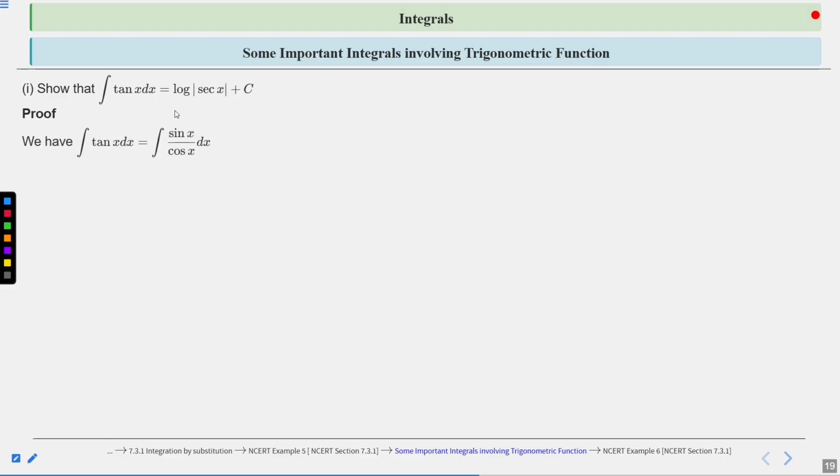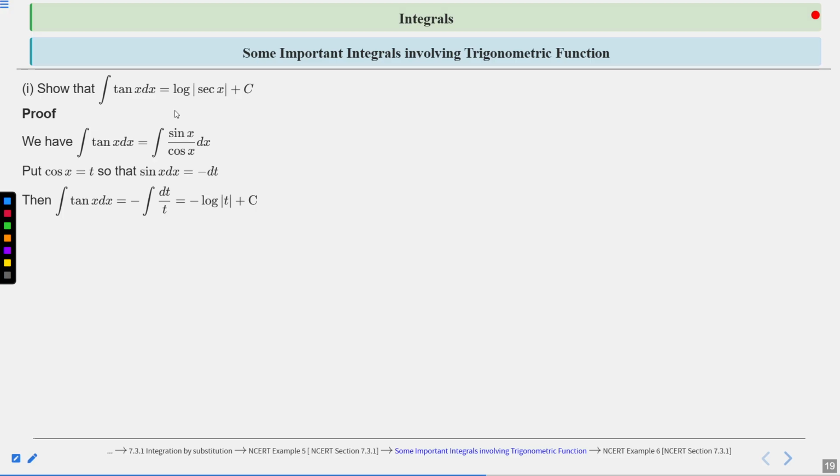We have the integration of tan x dx, so we can write it as the integration of sin x upon cos x dx. Now put cos x equal to t, so that sin x dx will be equal to minus dt. Then the integration of tan x dx will be equal to minus dt upon t.